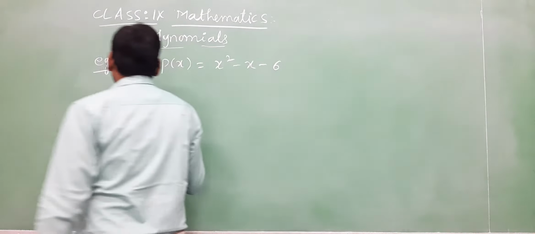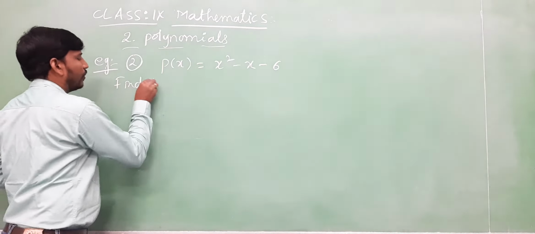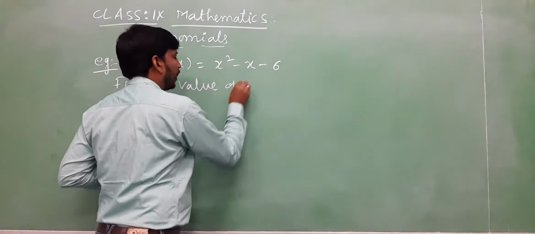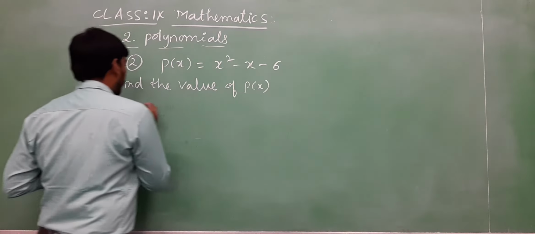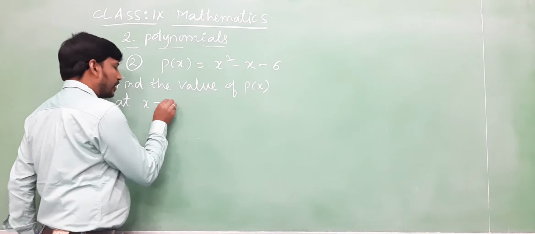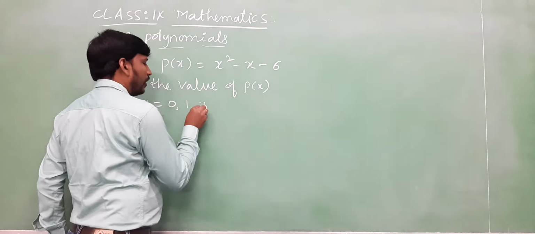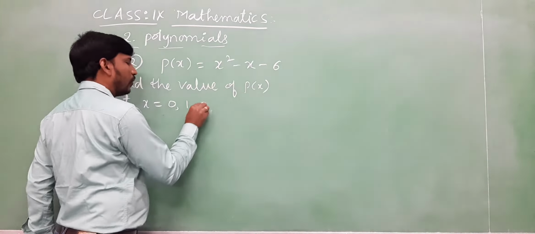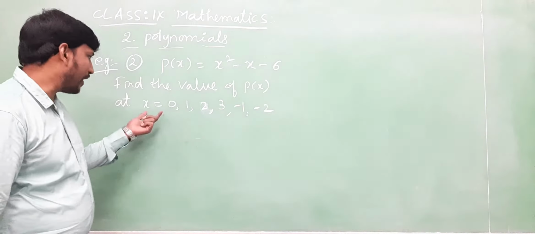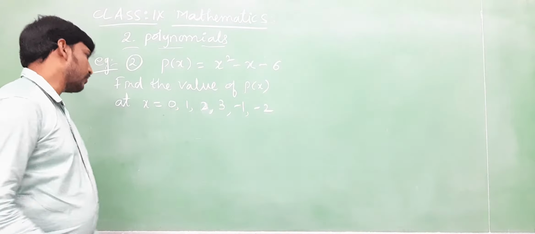Right? Now let us find the value of P of x at different values of x. At x equal to 0, at x equal to 1, 2, 3, and minus 1, even minus 2 also. Let us find out all these values, at which value we are going to get 0. Now, solution.